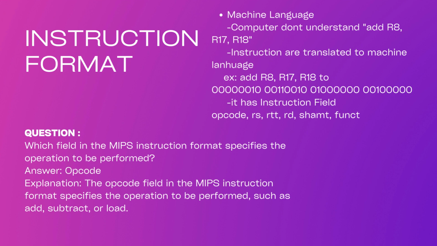So the first question is, which field in the MIPS instruction format specifies the operation to be performed? The answer is opcode. Explanation: the opcode field in the MIPS instruction format specifies the operation to be performed, such as ADD, subtract, or load.